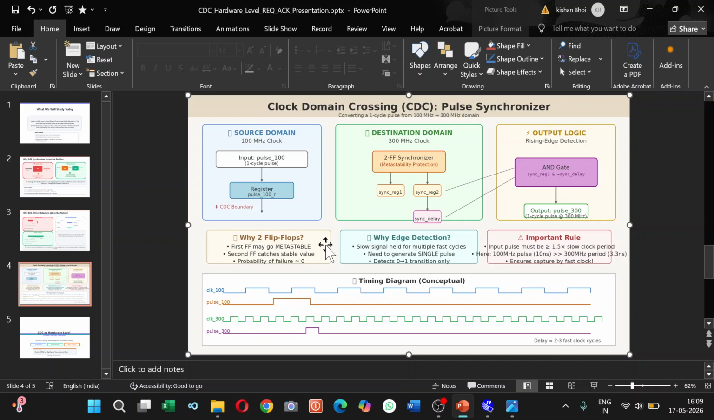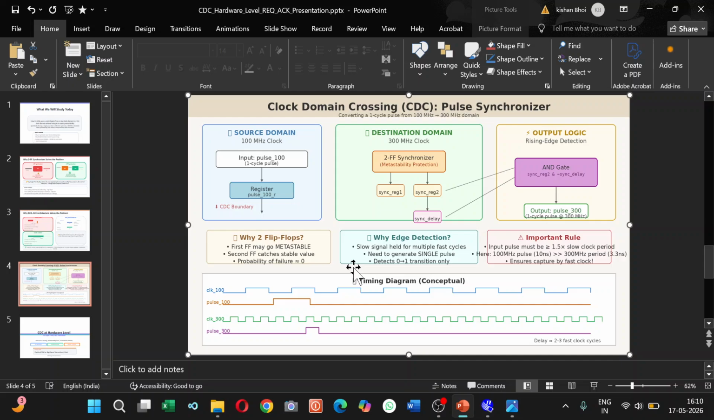Now I mention some questions and the answers to some important ones. The first question is why we use two flip-flops. The answer is that the first flip-flop may go metastable, and the second flip-flop gets a stable value. The probability of failure in the CDC is effectively 0. Another question is why edge detection.